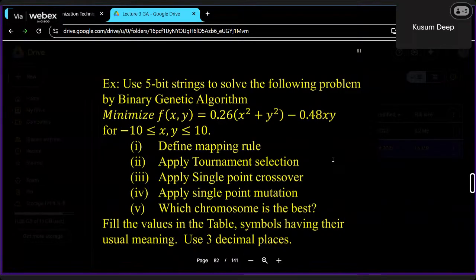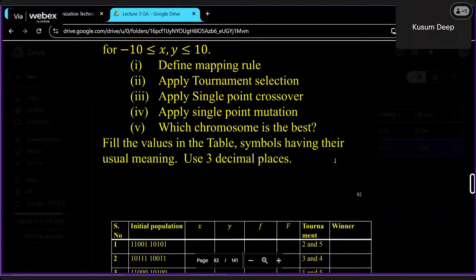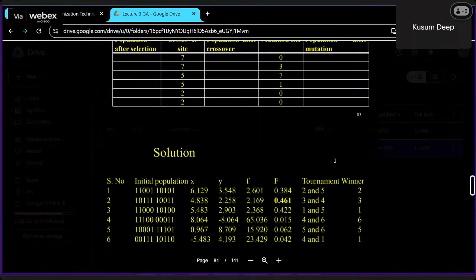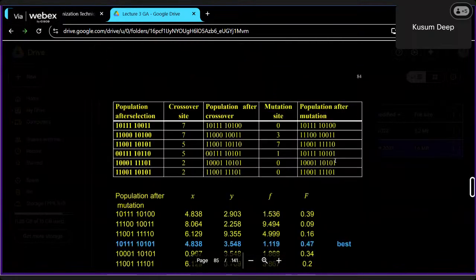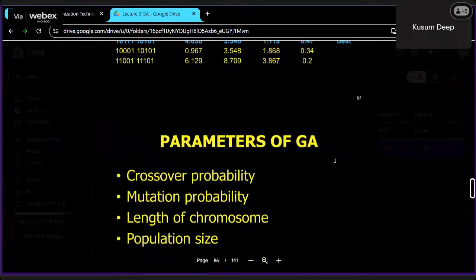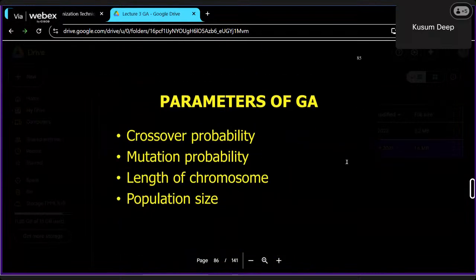I had given you this exercise, and actually the solution appears over here. So I told you that there are many parameters which are responsible for the performance of a GA, particularly the crossover probability, the mutation probability, length of the chromosome, and the population size.